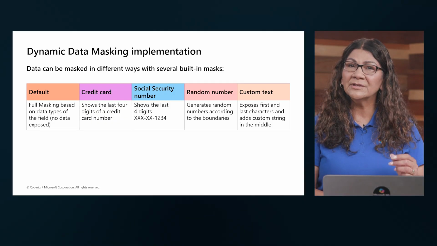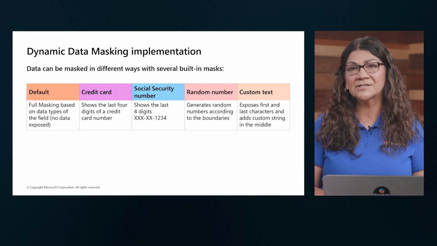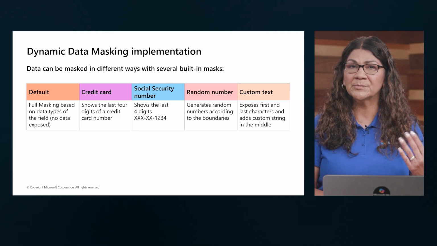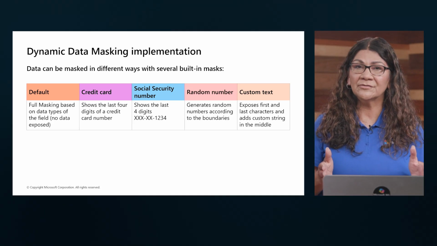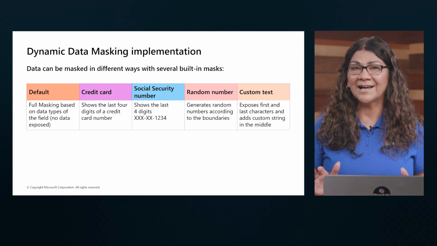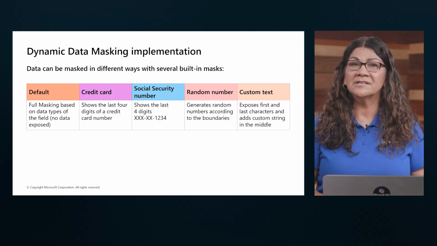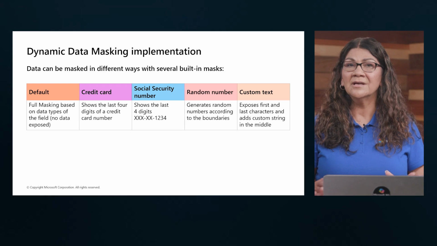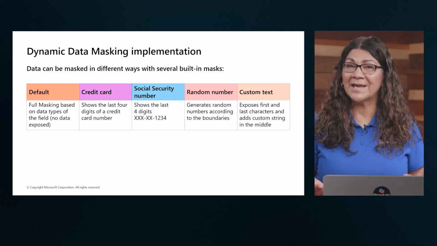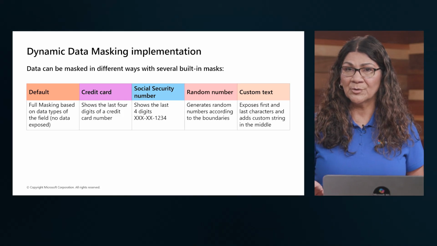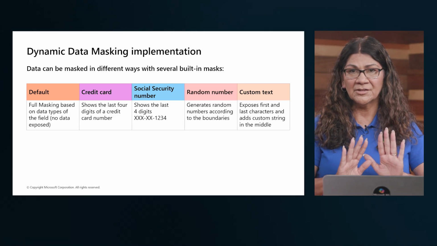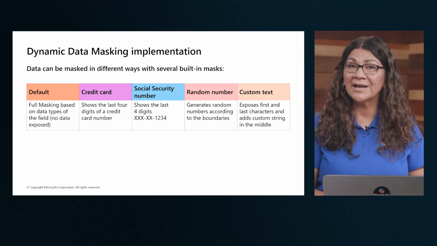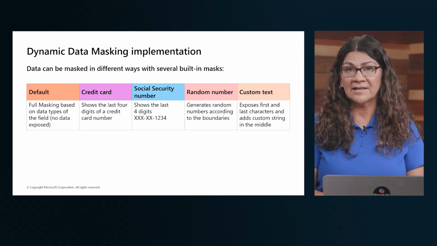Here we see the 5 built-in masking functions available in SQL Server to protect sensitive data by obscuring it from unauthorized users. These include the default mask, which fully hides data based on its type. This is ideal for general purpose protection. The credit card mask, which reveals only the last 4 digits, helps secure payment information. The social security number mask, which displays data in the format of X's, obscuring all the numbers except the last 4, ensures privacy for personally identifiable information.